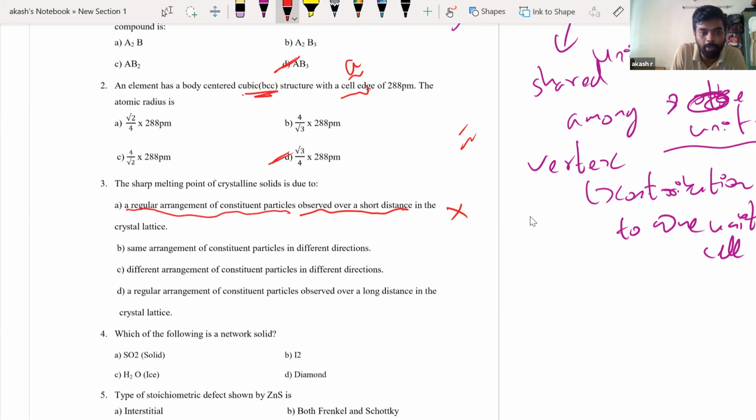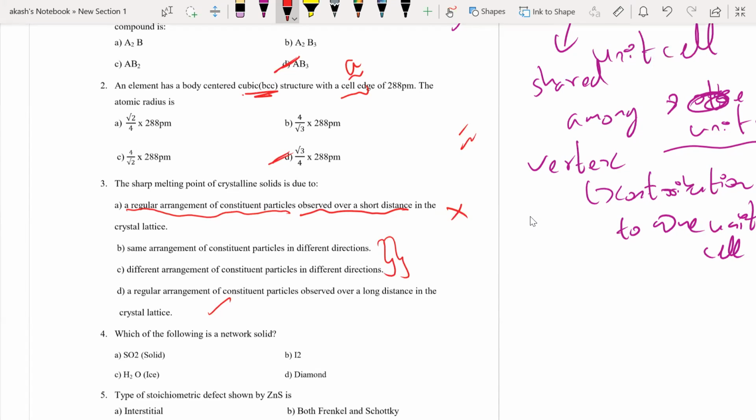Okay. Same arrangement of constituent particles in different directions. Different arrangement of constituent particles in different directions, and at last, the regular arrangement of constituent particles over a long distance in the crystal lattice. This is a correct point, right? But we don't know whether this is the answer to this question. Anyways, now you see, we will look at these 2 points. Same arrangement of constituent particles in different directions, or different arrangement of the constituent particles in different directions. Which of them is correct? I'm not asking about the answer. I'm asking about which is the correct statement.